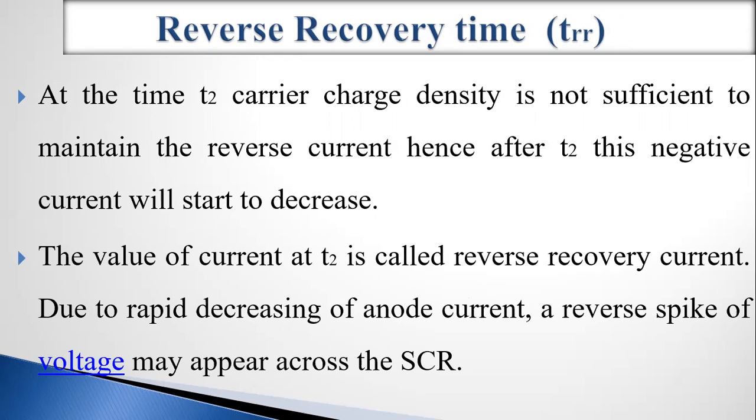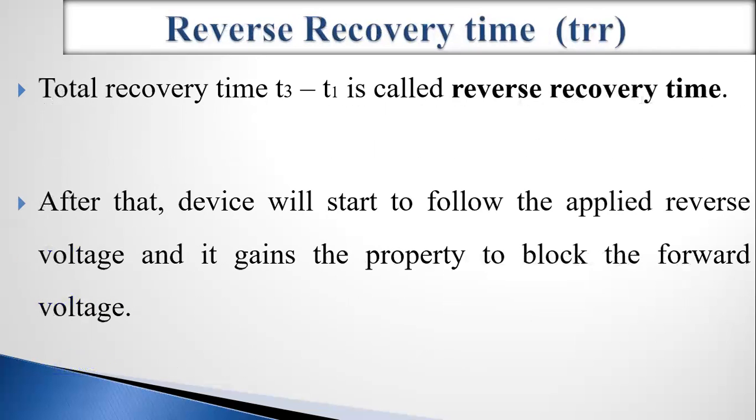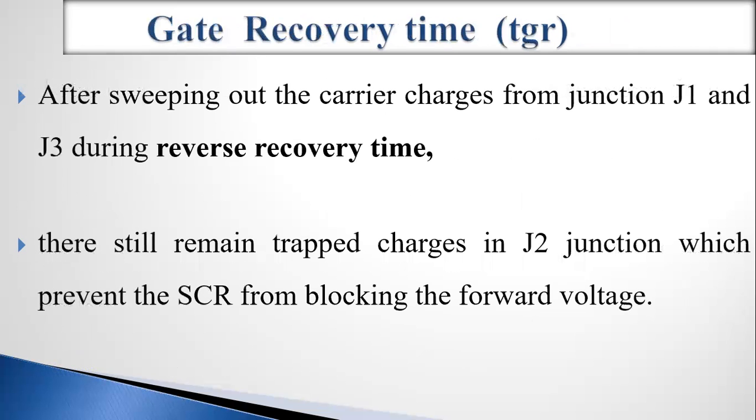Due to the rapid decrease of the anode current, a reverse spike of voltage may appear across the SCR. Therefore, we can say that the total recovery time, that means T3 to T1, is called the reverse recovery time. After that, the device starts to follow the applied reverse voltage and gains the property to block the forward voltage. Now we are discussing the gate recovery time.